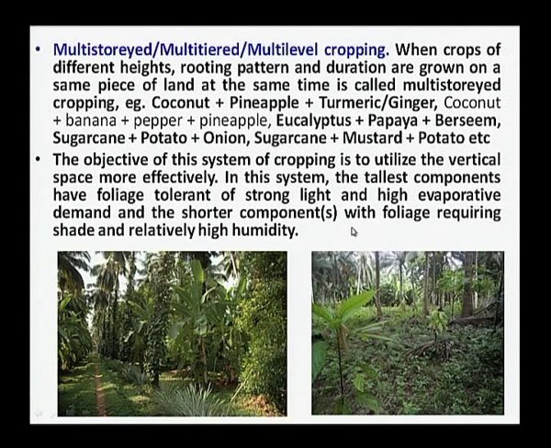The main objective of this system is to utilize the vertical space more effectively. In this system, the tallest component has foliage tolerant to strong light and high evaporation demand, whereas the shorter component has foliage requiring shade and relatively high humidity.